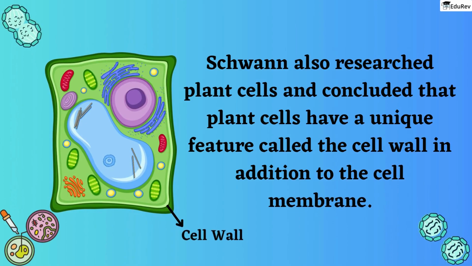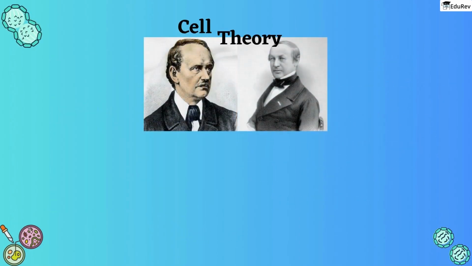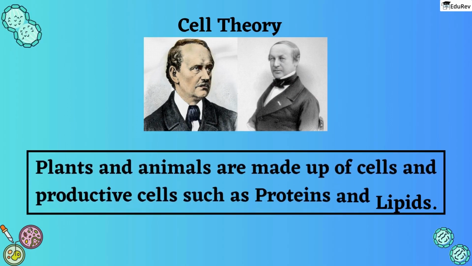to the cell membrane. After that, Schleiden and Schwann together formulated the cell theory, which stated that plants and animals are made up of cells and productive cells such as proteins and lipids. But the interesting fact was it did not explain the formation of new cells.